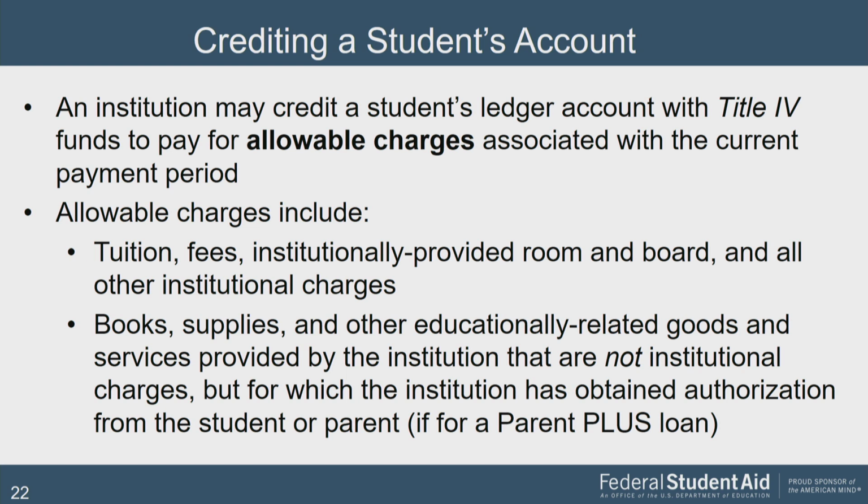So for most of you, or many of you here in a more traditional environment, you're going to be looking at your tuition and fees and provided room and board being your institutional charges. And if you have a bookstore at which students can obtain books and supplies, but there is a real and reasonable opportunity to purchase elsewhere, those would be non-institutional charges. And in order for students to use their aid to pay for those charges, you have to have a student authorization allowing that to occur, or in the case of a PLUS loan, a parental authorization.